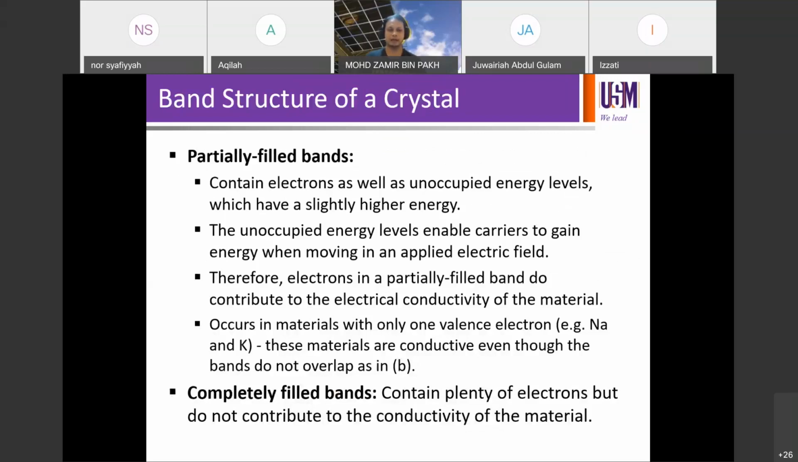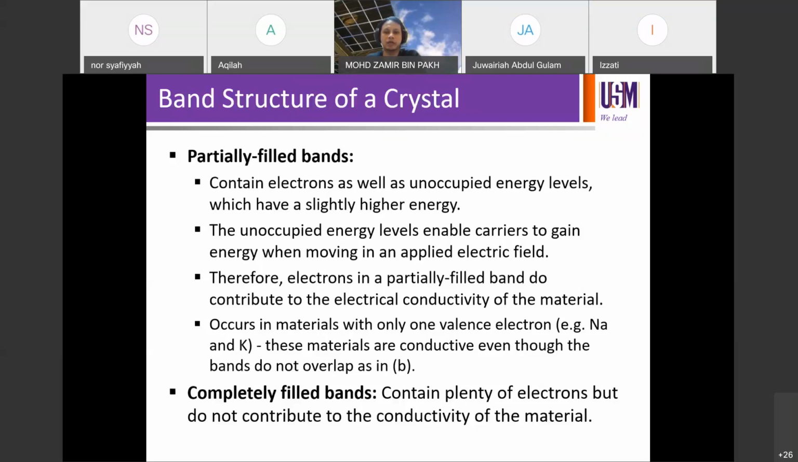What is a partially filled band and what is a completely filled band? A partially filled band contains electrons as well as unoccupied energy levels. So you have a mix of both the presence of electrons and unoccupied energy levels. The unoccupied energy levels enable carriers to gain energy when moving in the electric field. So electrons in the partially filled band do contribute to the electrical conductivity of the material. Examples of materials in the periodic table with partially filled bands are sodium and potassium, right?